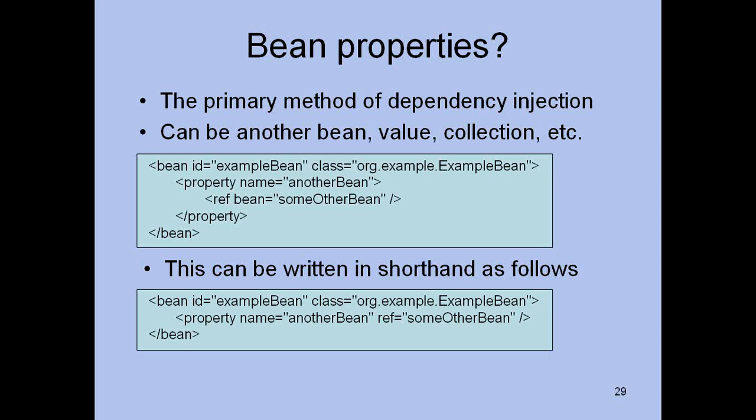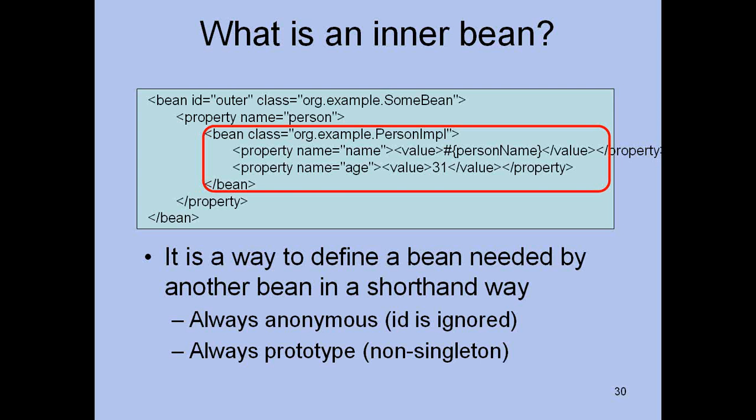As you were asking before, you see here the ref element is right within the property element. This can be written in shorthand notation also. So this is nothing but a shorthand notation of the one you are seeing in the above example. Okay. And this is an inner bean, as we discussed. This will not have an ID.